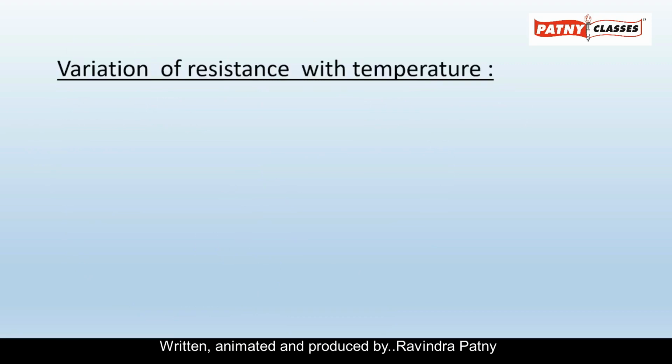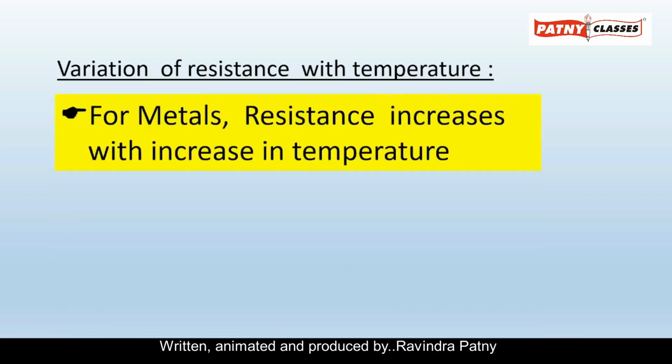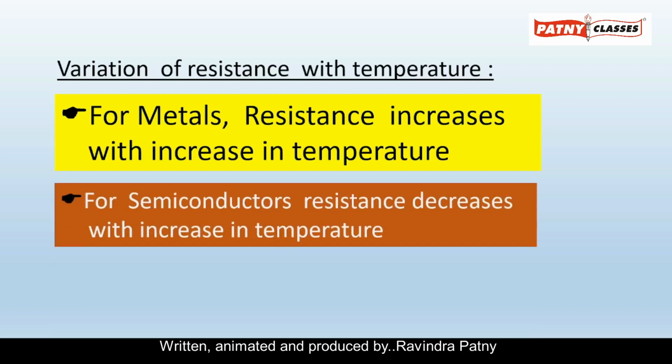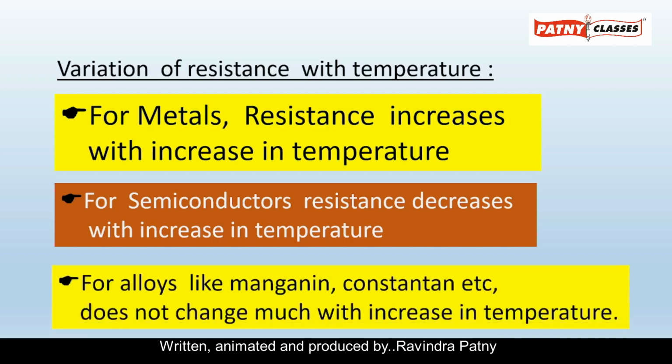Now let us talk about the variation of resistance with respect to temperature. For metals, resistance increases with increase in temperature. For semiconductors such as silicon, germanium, etc., resistance decreases with increase in temperature. For alloys like manganese, constantan, etc., resistance does not change with increase in temperature. Therefore, manganese and constantan are used in making resistors.